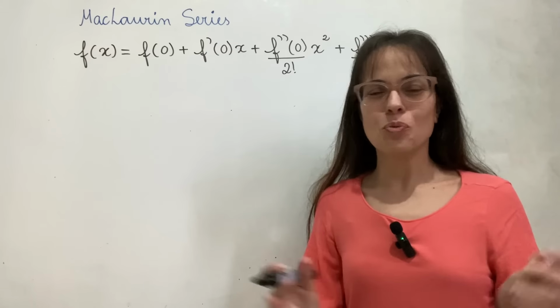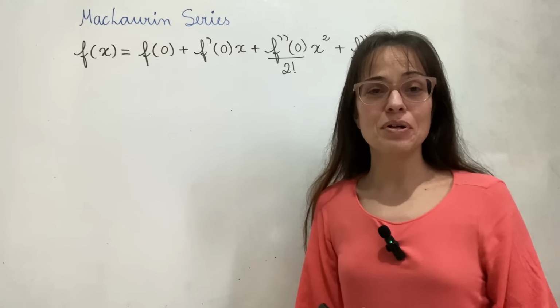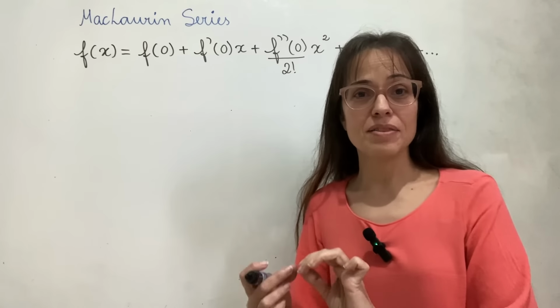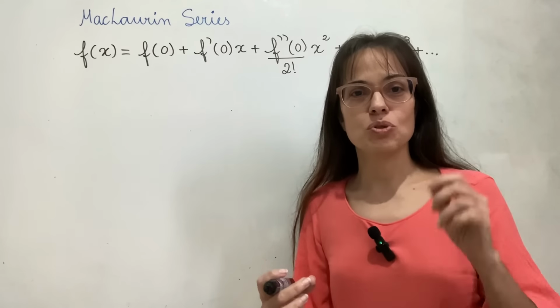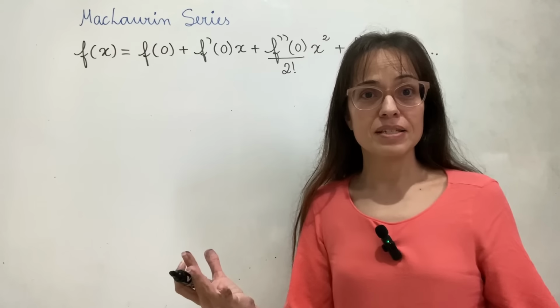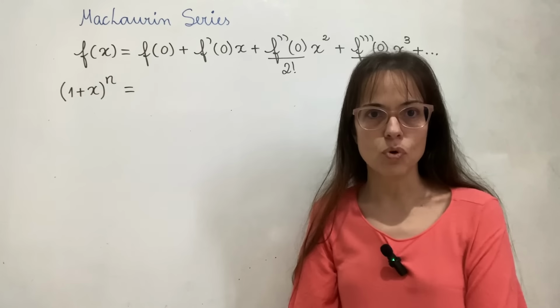Okay, so why were we talking about this again? I remember. We want to prove why that strange looking series for 1 plus x to the power of n makes any sense. So we are going to make a MacLaurin series for it.